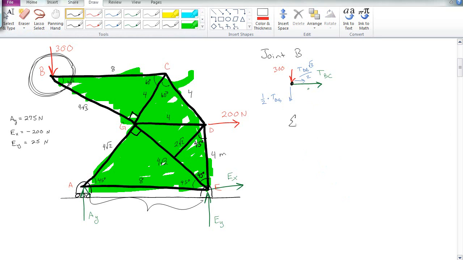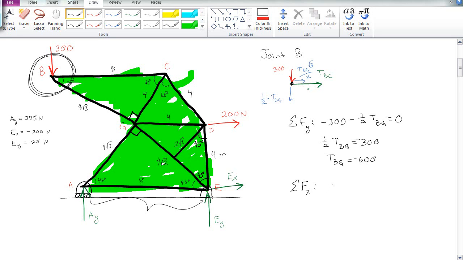Okay, so then I can do the sum of the forces in the y direction, that's the least number of unknowns. I have 300 going down. I have 1/2 tension BG going down. So 1/2 tension BG, and then I'm just going to do math. So tension BG is 600. Seems decent. I like it. I'll take it. All right, then I can do the sum of the forces in the x direction.